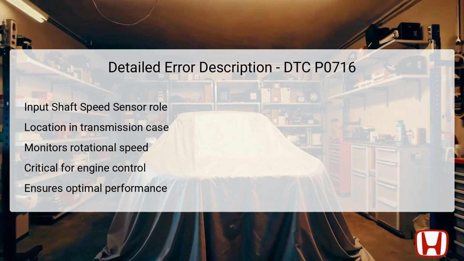vehicle drivability. The sensor works by using a Hall effect or magnetic induction method to generate a signal based on the input shaft's rotational speed. Understanding this role is vital for troubleshooting DTC P0716 effectively.